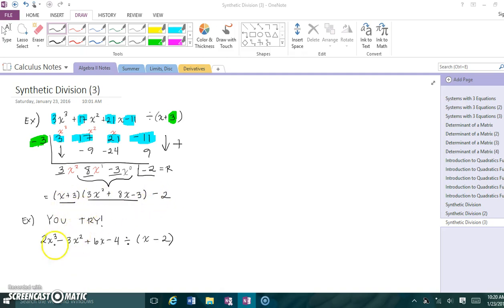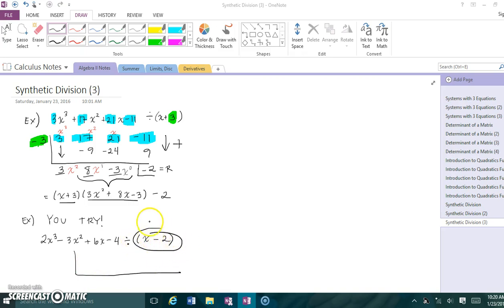Last one I'm going to leave for you to try. I have a cubic divided by a linear. Notice it doesn't have to be a cubic. We're going to start doing quartics, like x to the 4th and then x to the 5th. All these examples had cubics. That was just coincidence.